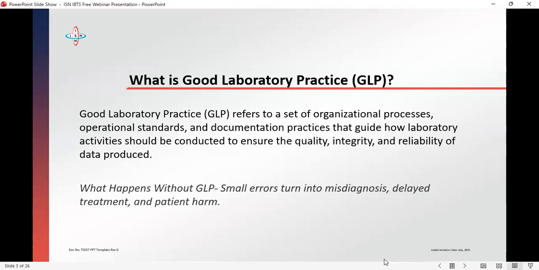All right. So we'll dive quickly into it. So what is good laboratory practice? When people hear good laboratory practice, the first thing that usually comes to our mind are SOPs, documentation, maybe quality control charts, sometimes even inspection. When people hear good laboratory practice, these are the things that hit them first.